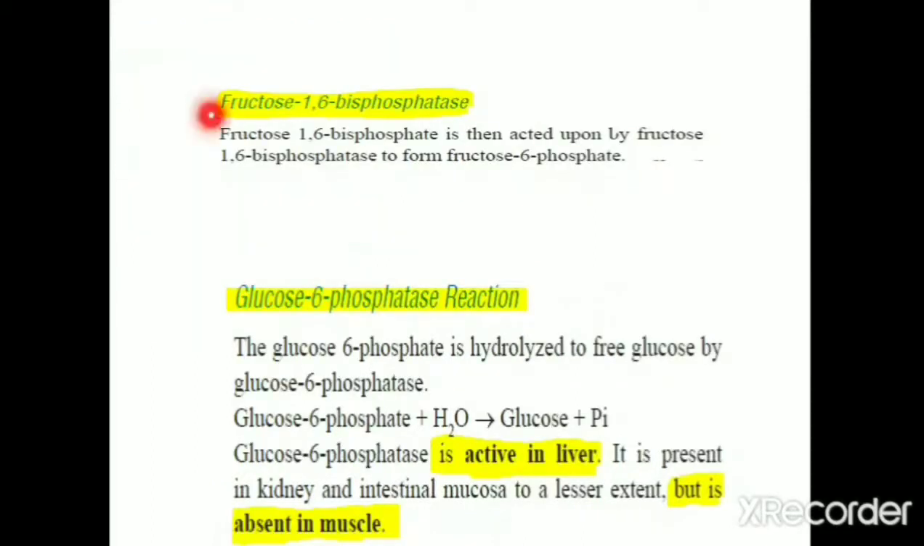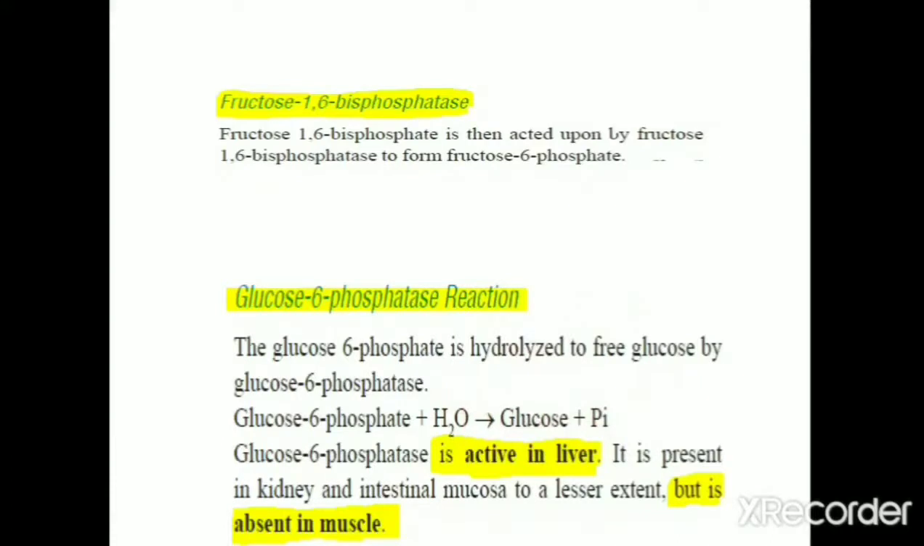And the third enzyme, fructose 1,6-bisphosphatase. It mediates the release of fructose 6-phosphate. And the fourth one is the glucose 6-phosphatase reaction. It mediates the release of one phosphate molecule, so that this glucose 6-phosphate is converted into a free glucose molecule.